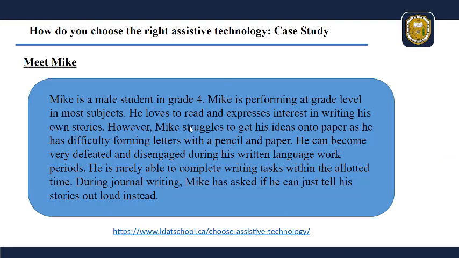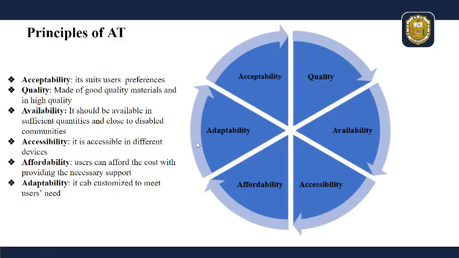And this is a case study. Here Mike has difficulties in writing. He struggles to get his ideas onto paper, and he has difficulty forming letters. So the difficulty Mike has is in writing, and the domain is brainstorming and organizing. How can we help him? We give him brainstorming and inspiration assistive technology, and we give him a writing template to start writing.